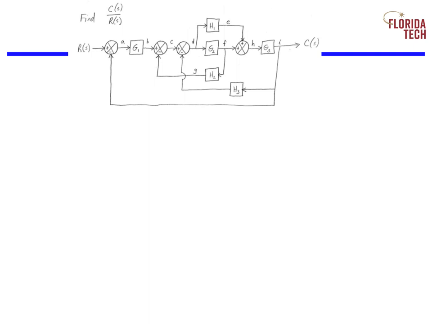Let's work through another block diagram algebra example. Again, start with little a and work your way around the block diagram. Anytime you get a variable on both sides of the equation, you have to solve for it. And don't lose sight of the goal. We're finding the closed loop transfer function, big C over big R. Little a from the block diagram equals big R minus I. Little b equals G1 times little a, and I can substitute for little a. Little c equals little b minus g, and the expression is shown there.